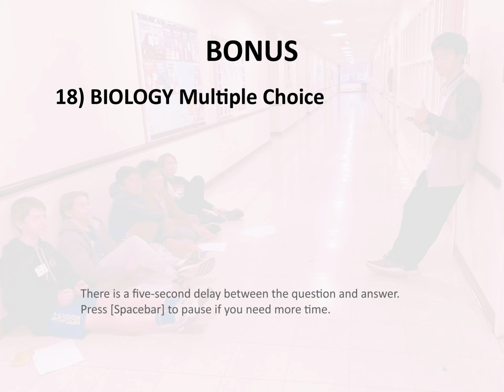Bonus 18. Biology. Multiple choice. An ecologist uses 7-foot-tall mist nets to capture birds. In which of these habitats would the number of captures most likely underestimate the actual number of birds present? W. Tundra. X. Temperate grassland. Y. Chaparral. Z. Temperate forest.